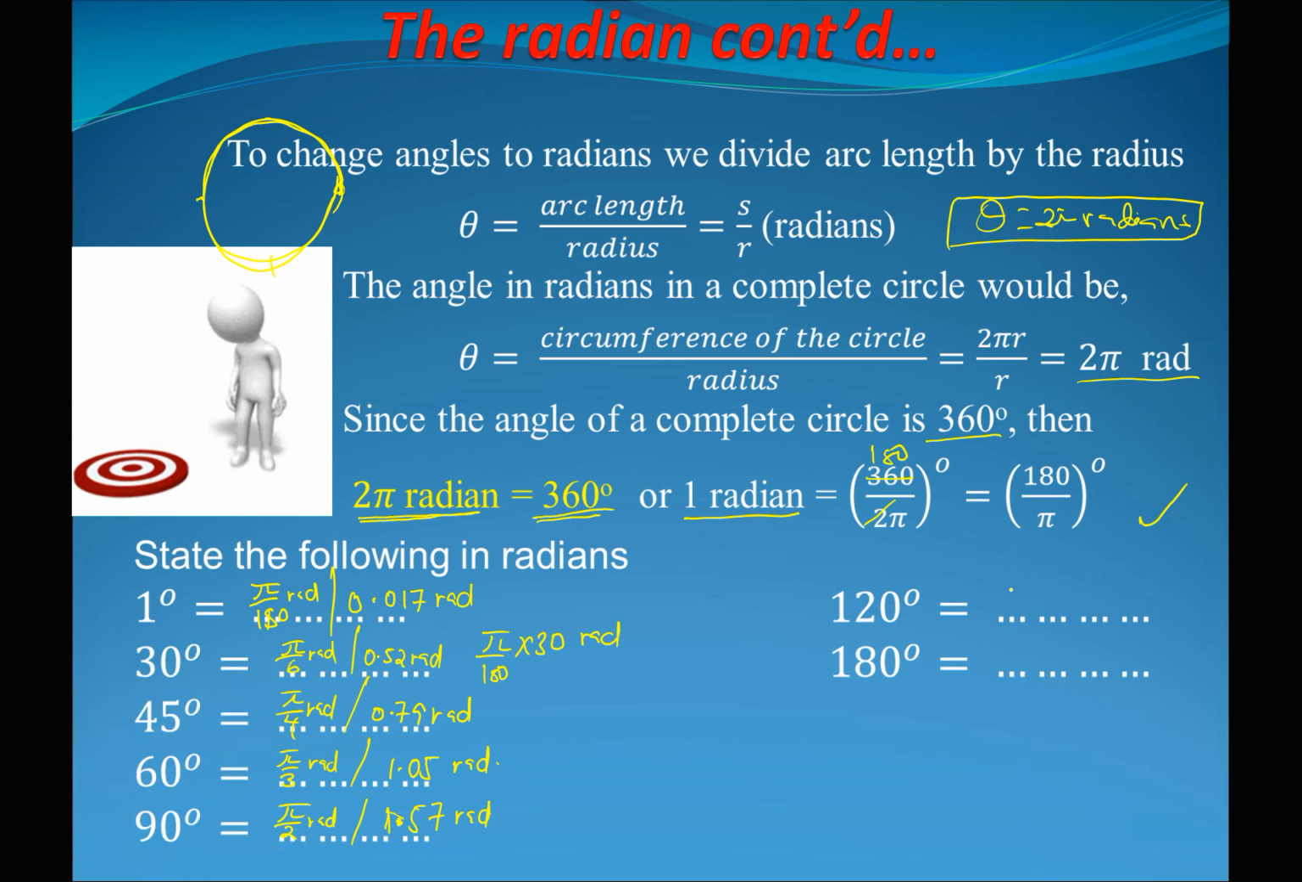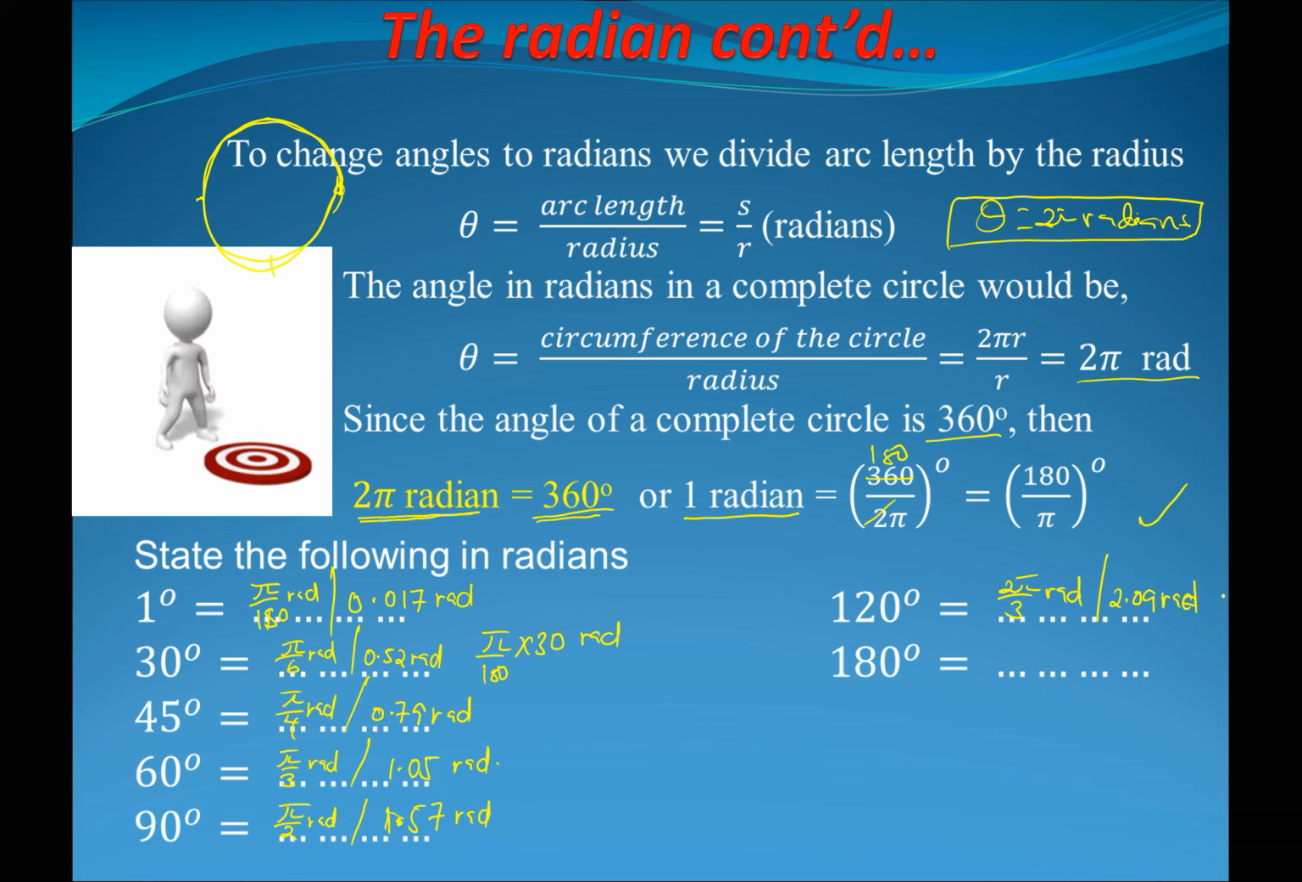So this would be 2 pi divided by 3 in radians, or you'll simply say 2 pi divided by 3. This is 2.09 radians. Then we have 180 degrees.